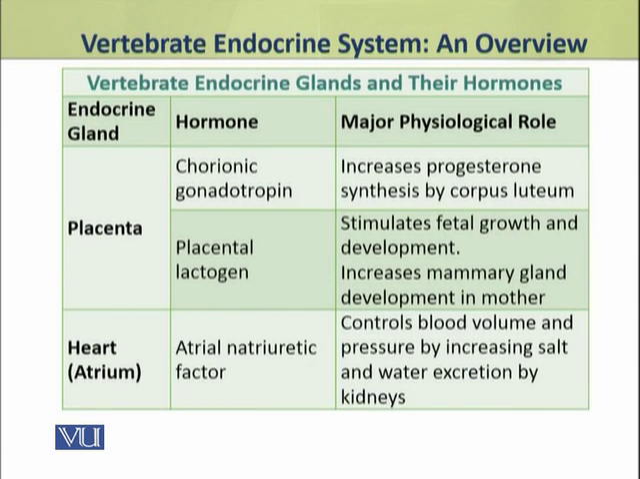Dear students, the placenta, which develops during the fetal development, also produces many hormones. The two major hormones produced by placenta are chorionic gonadotropin and placental lactogen. Dear students, heart is a pumping organ, but its atrium also produces an important hormone which is called atrial natriuretic factor that controls blood volume and pressure.